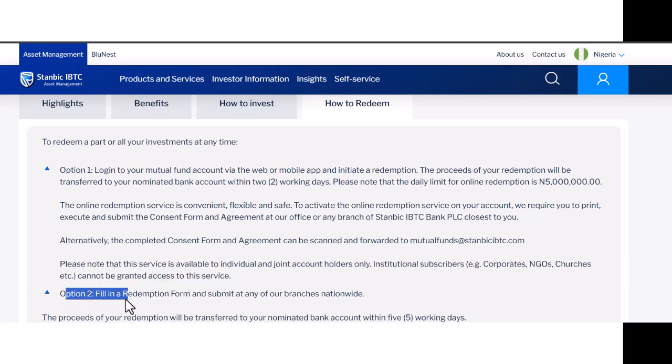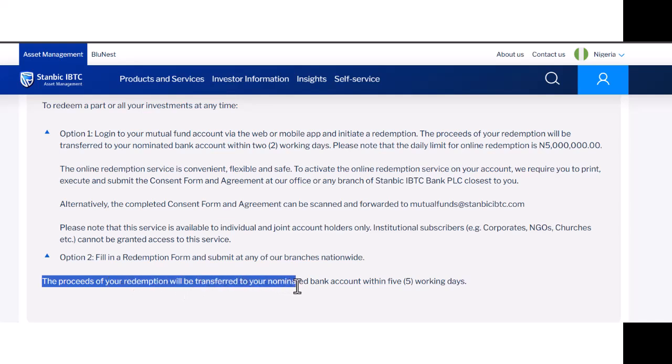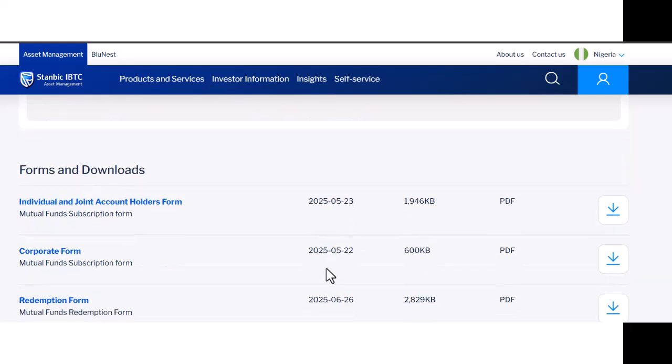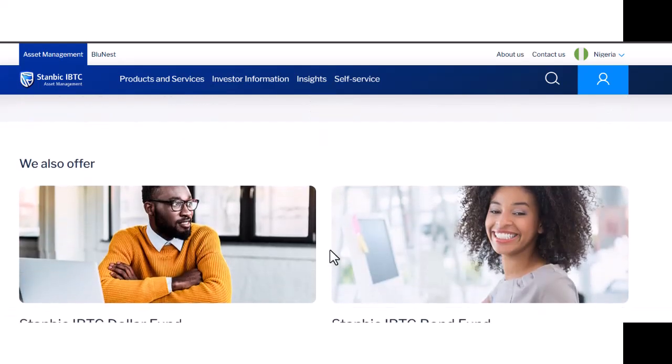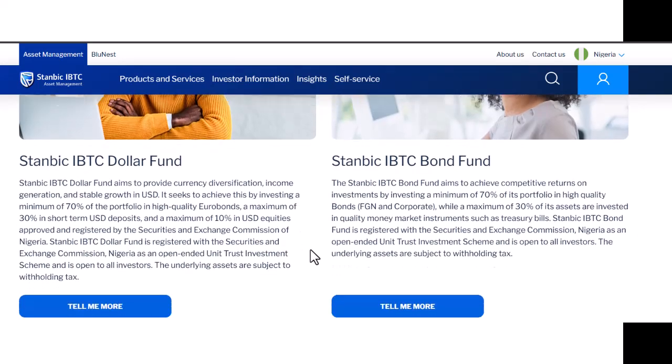Then option two is to fill in the redemption form and submit to any of our branches nationwide. The proceeds of your redemption will be transferred to your nominated bank account within 5 working days. You can see right there. So I think that is how it works. They also offer some other services which you might also need.